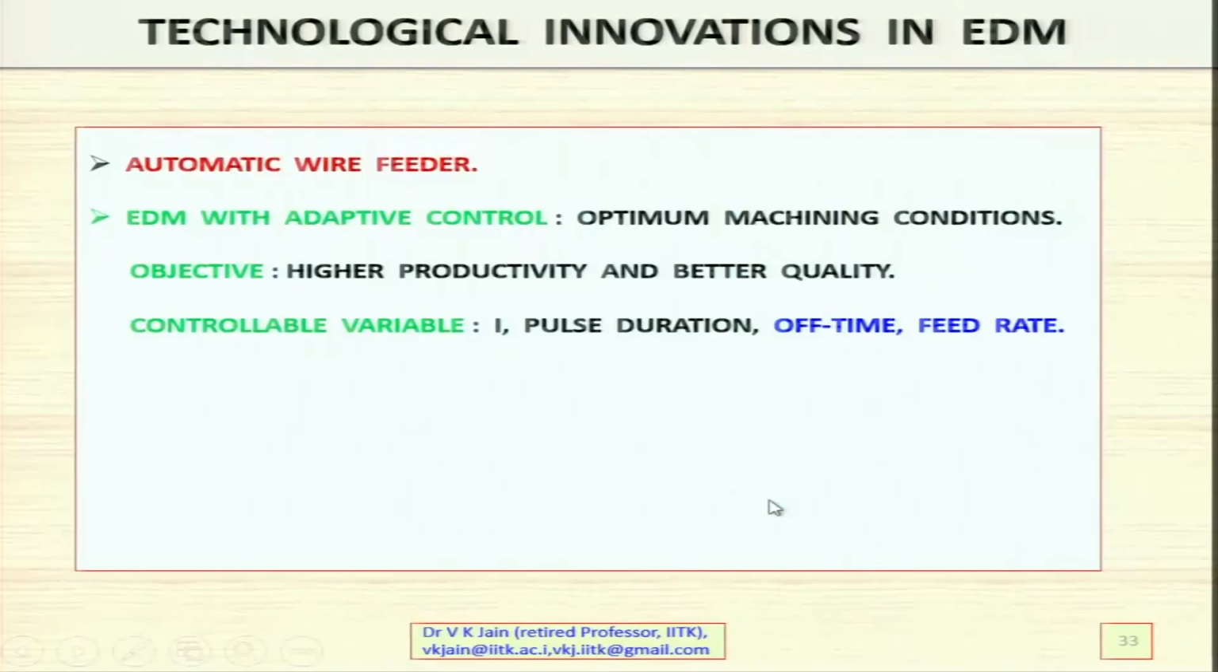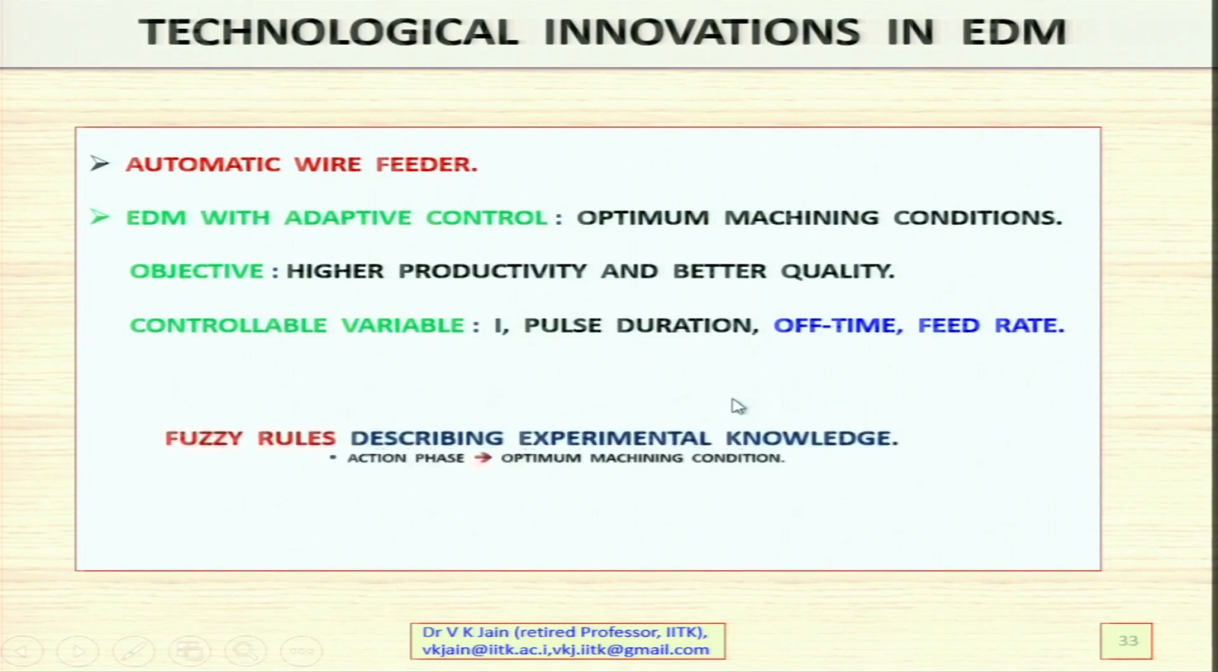Technological innovation in EDM further. Automatic wire feeder, we have already discussed it. EDM with adaptive control, optimum machining conditions can be maintained during machining. Objective, higher productivity and better quality. Controllable variables, that is the current, pulse duration, off time, feed rate, on time, and so on.